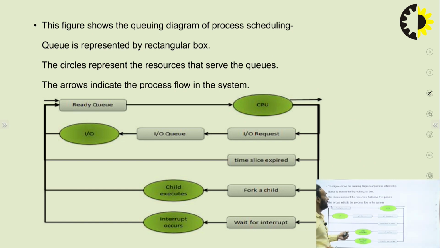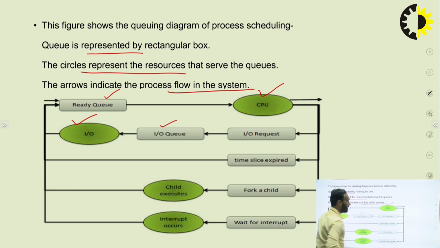Here we have a diagram of the scheduling queue. I will read the points written here. This figure shows the queuing diagram of process scheduling. A queue is represented by a rectangular box. All the rectangular boxes represent different queues. The circle represents the resource that serves the queue. What are the resources here? CPU and IO devices. The arrow indicates the process flow in a system. How the process will pass through these resources is represented with the help of arrows.